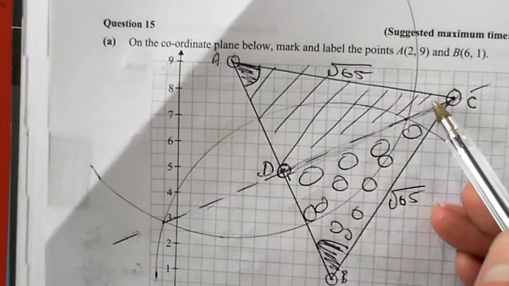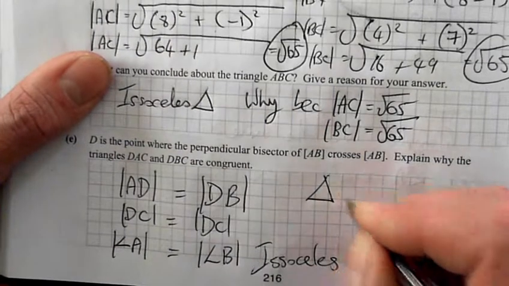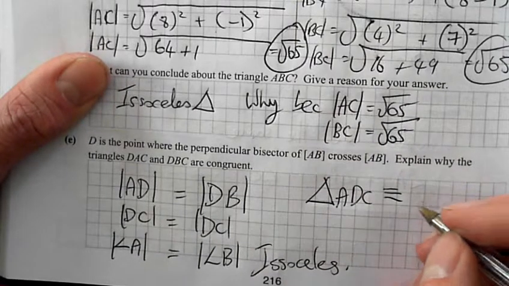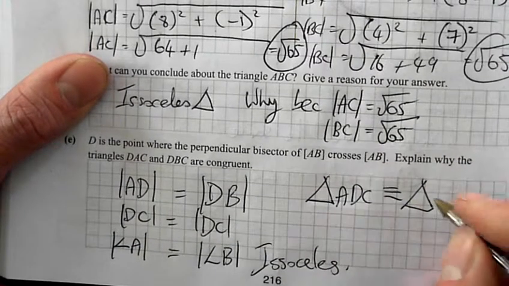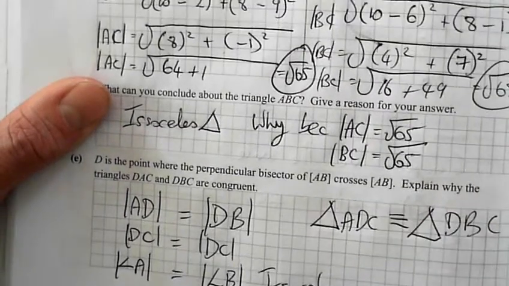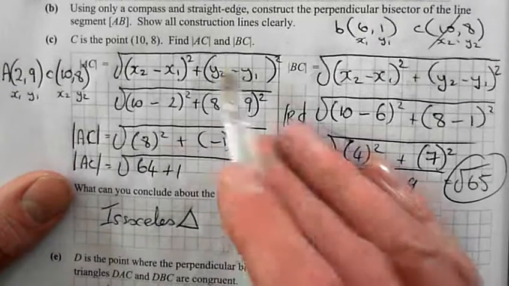Therefore, the triangle on top, ADC, is congruent to DBC. It's the same in every way, and this is how you write it down. Triangle ADC is congruent to triangle DBC. Same in every way. Right, do you want to take down that bit?